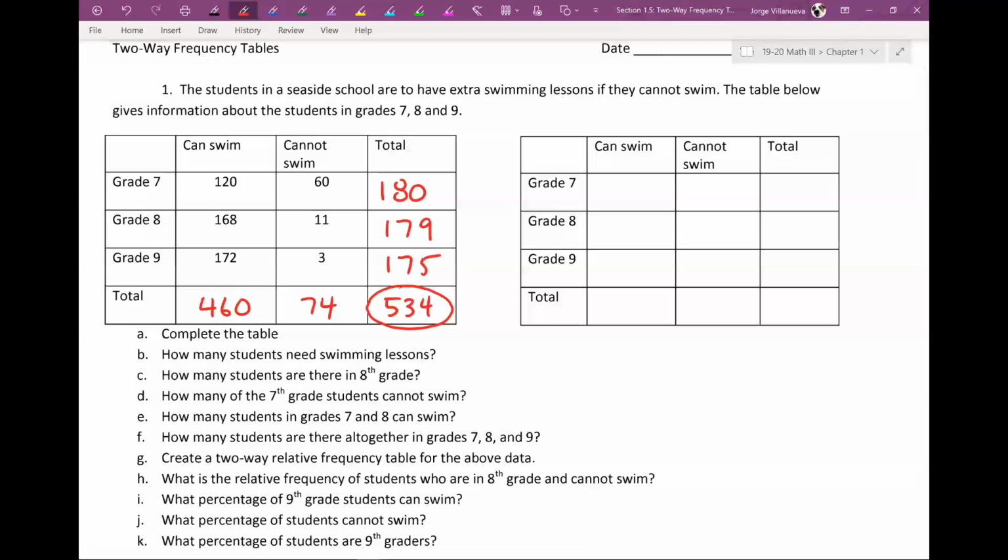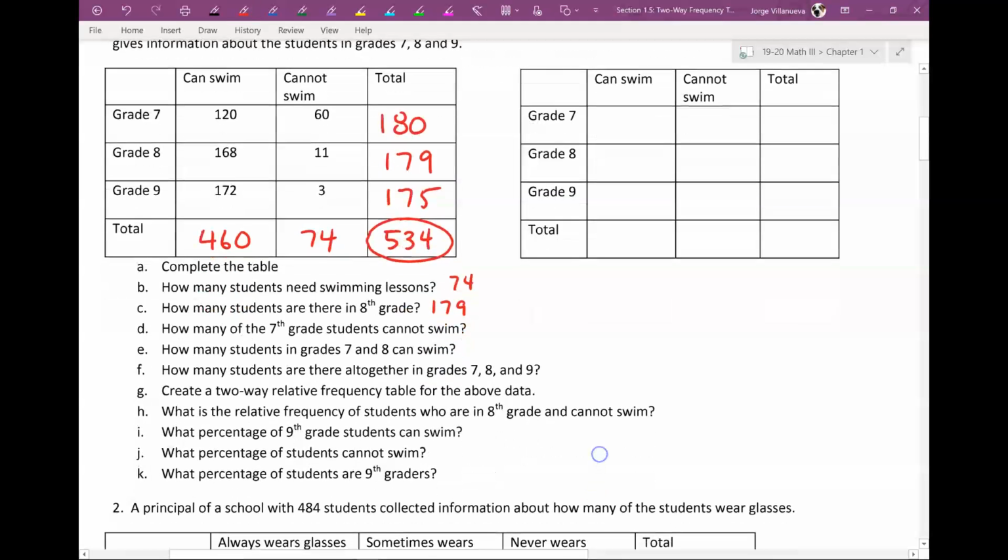All right? So far so good. Just kind of finishing a table, right? No big deal. Part A. So we're done with part A. How many students need swimming lessons? Well, 74, right? Because the ones that cannot swim, 74 total. So I'm going to write 74. How many students are in the 8th grade? 179. Good. So 179 students are in the 8th grade.